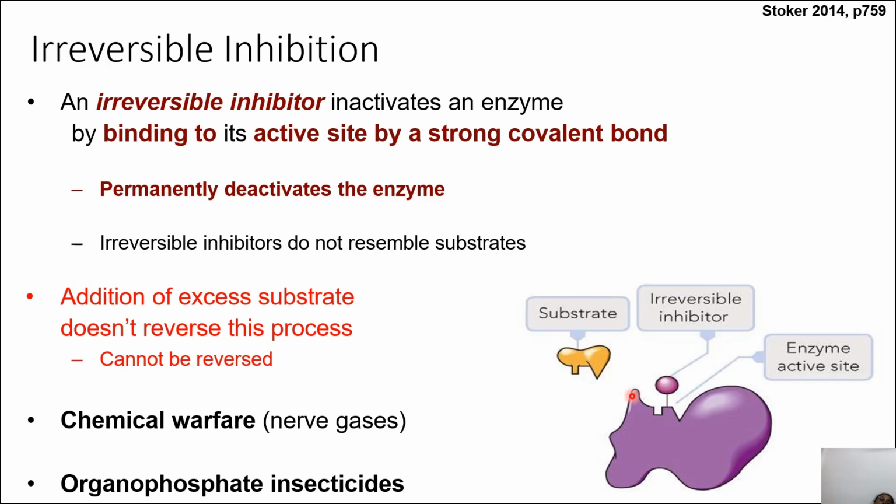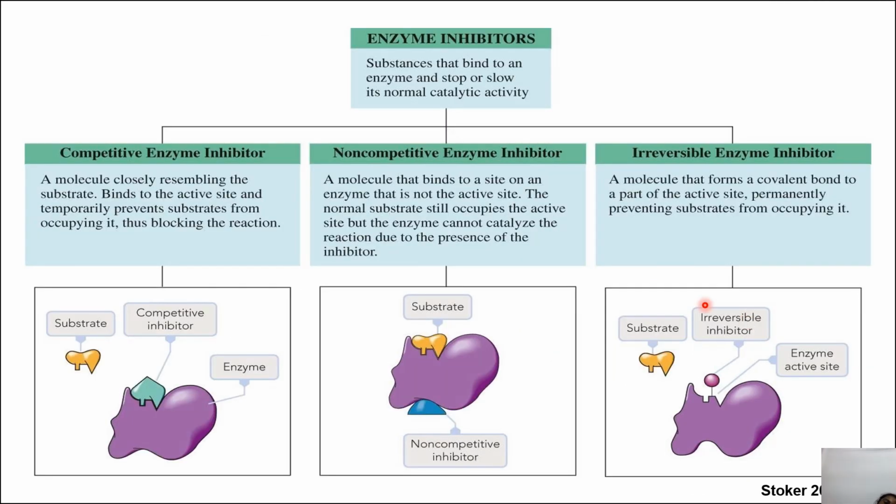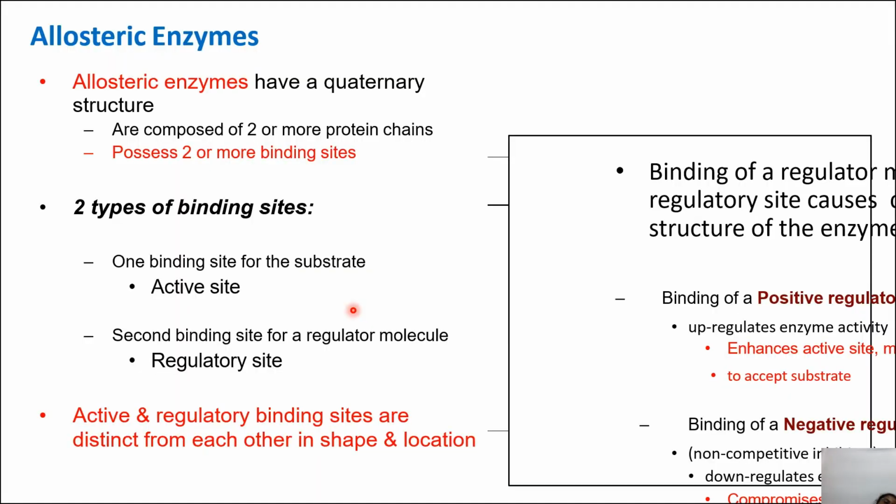Then we have irreversible inhibition. It basically inactivates an enzyme by binding to its active site by a strong covalent bond. Okay, so it permanently deactivates the enzyme. So that molecule of enzyme cannot function anymore. So they do not resemble the substrates. So addition of excess substrates cannot reverse the reaction because it is irreversible. So that is the basic details of these different types of inhibitions.